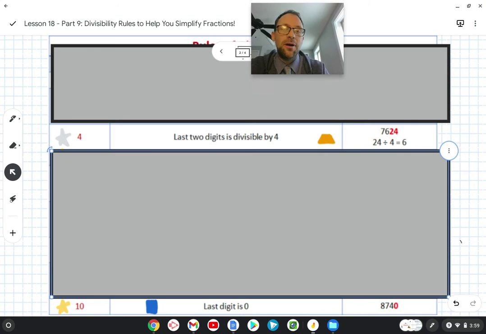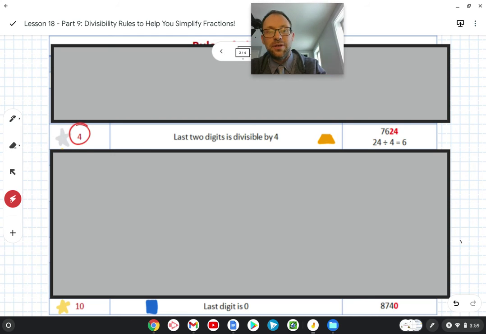All right. So 4 is slightly different than these first 2 groups of rules. We're not going to look at the last digit, and we're not going to look at the sum of the digits. Instead, for the number 4, to test for that divisibility, we're going to look at the last 2 digits, and we're going to pretend like they're their own number. So in this example, 7,624, we're just going to look at the last 2 digits, 24. Pretend like 24 is its own number. We're not going to add them. We're just going to look at 24. And we're going to ask ourselves, is 24 divisible by 4? Yes. 24 divided by 4 is 6. There it is. And so that means 7,624 is also divisible by 4. What do you know about that? That's not too bad, is it?